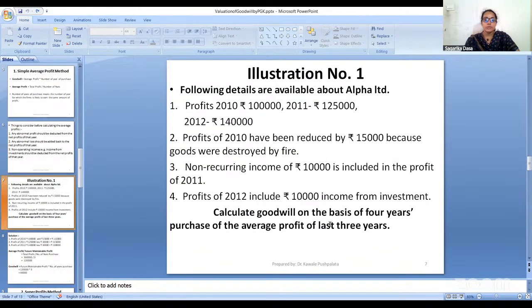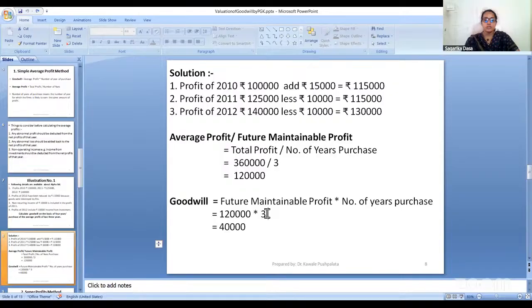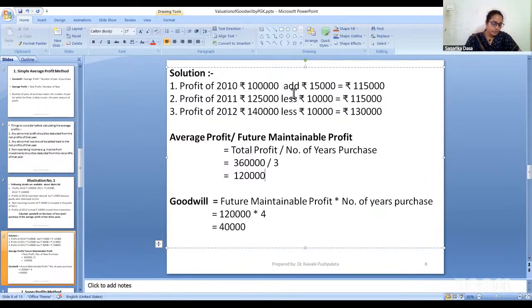In the problem, the years of purchase are given. Calculate the goodwill on the basis of 4 years purchase. Since 4 years purchase is mentioned, we multiply by 4. It is not 3, it is 4. Divided by 3 which comes to 1 lakh 20,000. Then 1 lakh 20,000 into 4 which comes to 4 lakhs 80,000.